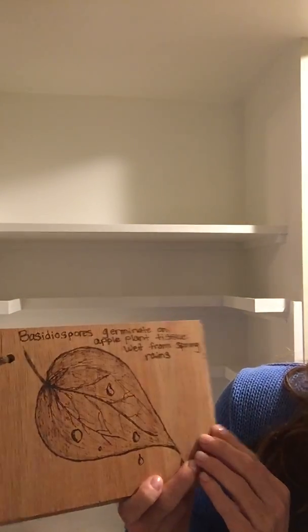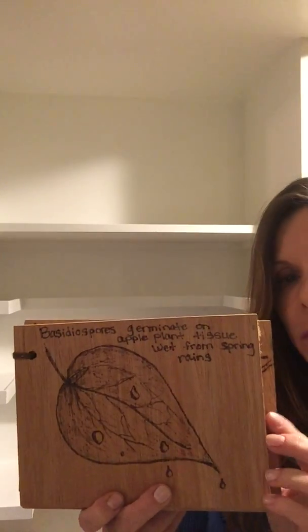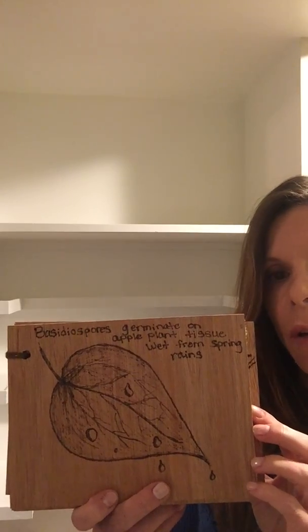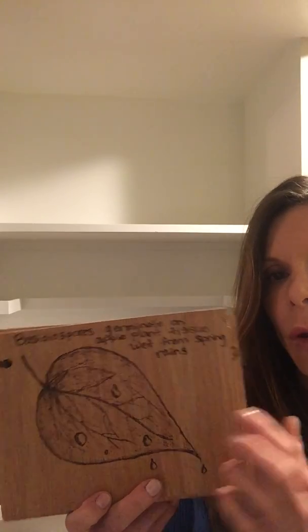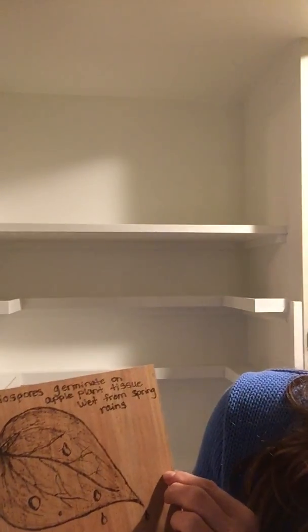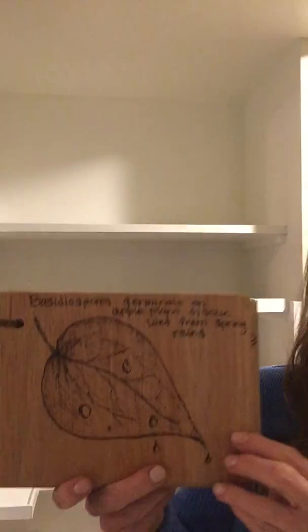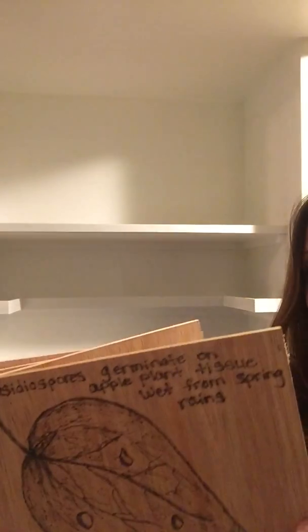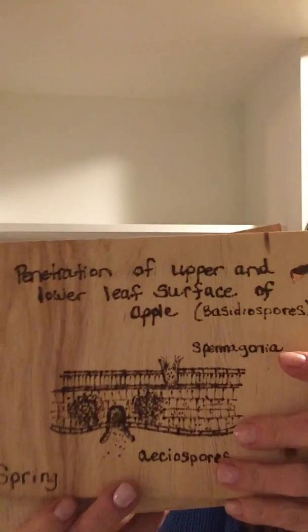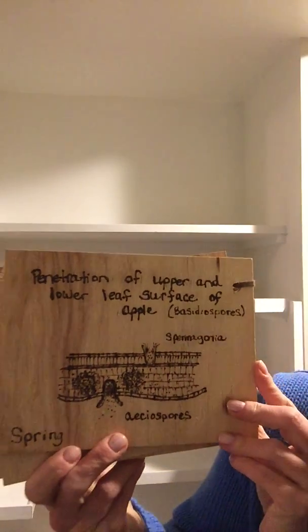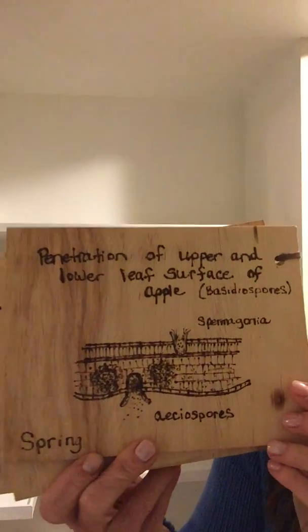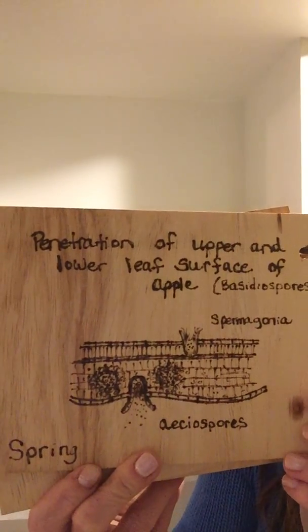When these are taken by the wind, they land on the apple leaves and the tissue of the young apple when it's wet, and they start to germinate. They penetrate the leaf, and you can see the upper and lower leaf surface of the apple. This also happens in spring.